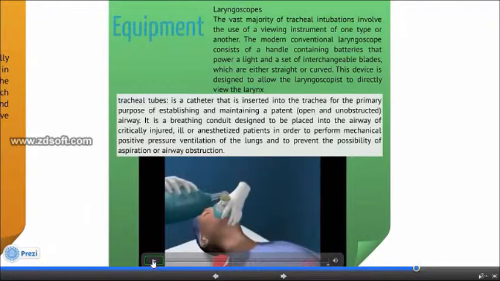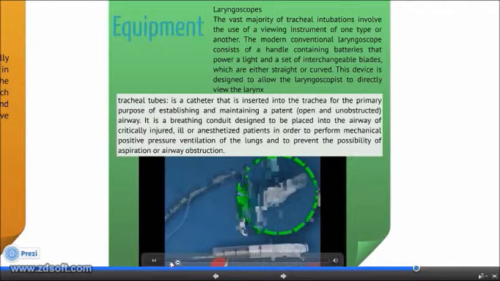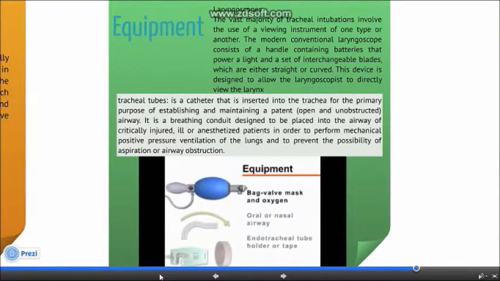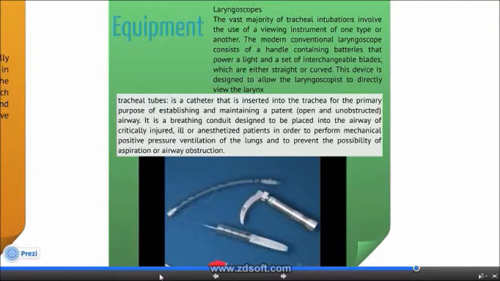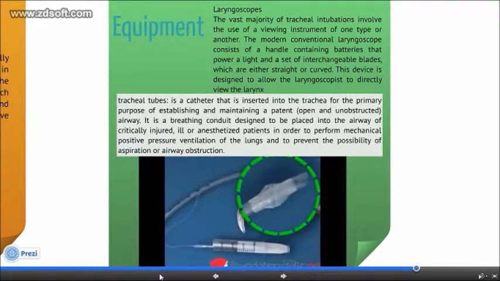Equipment. Laryngoscope. The vast majority of tracheal intubations involve the use of a viewing instrument of one type or another. The modern conventional laryngoscope consists of a handle containing batteries that power a light and a set of interchangeable laryngoscope blades, which are either straight or curved. A laryngoscope is designed to allow the laryngoscopist to directly view the lungs' entry. You will also need an endotracheal tube with a stylet and a 10 milliliter syringe, a bag valve mask attached to oxygen, an oral or nasal airway, and tape or an endotracheal tube holder. Ensure that the equipment is prepared and check that the laryngoscope is working and the cuff on the tube inflates and deflates properly.